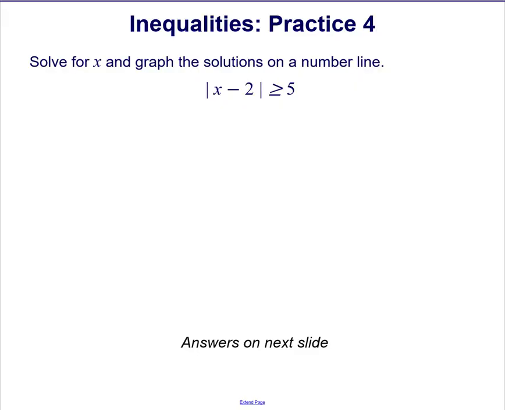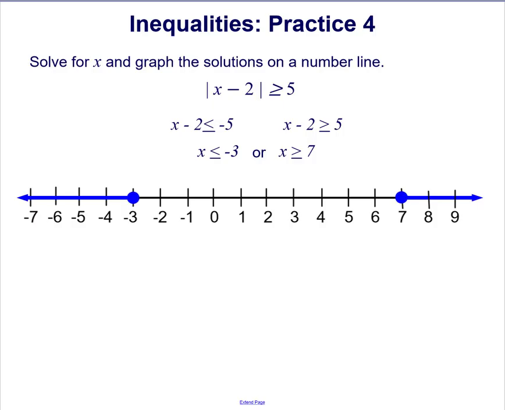Practice problem number 4, where we are going to solve for x and graph the solutions on a number line. We're going to consider the absolute value of x minus 2 greater than or equal to 5. Now what's nice here is that x is already positive, so we don't need to rewrite it as an opposite. We can go ahead and consider the two cases. Case number 1, we'll have x minus 2 less than or equal to negative 5 by reversing the inequality for the negative number. And for the positive case, we're going to take x minus 2 is greater than or equal to 5. Adding 2 to both sides, we are going to get two solutions.